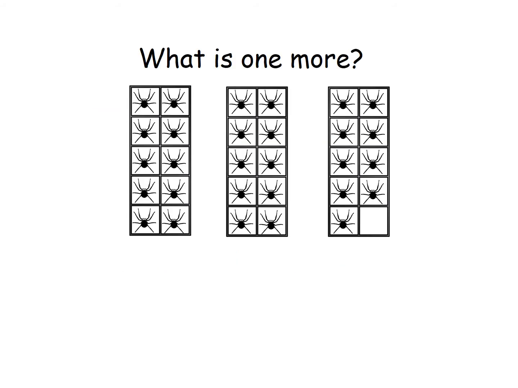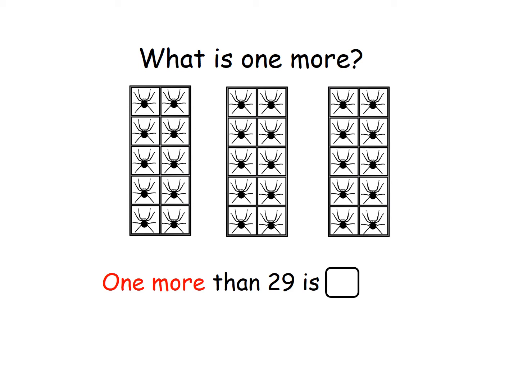Okay, what is one more? So how many spiders have I got here? I've got 2 full tens frames and 9 more. So 2 tens and 9 ones is 29. So what is one more than 29? If I add in another spider, I now have the number 30. So one more than 29 is 30.